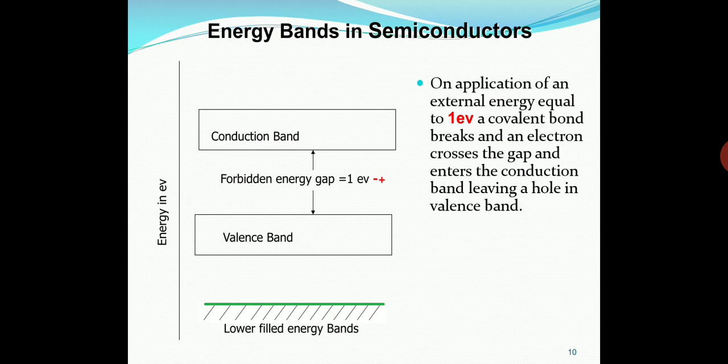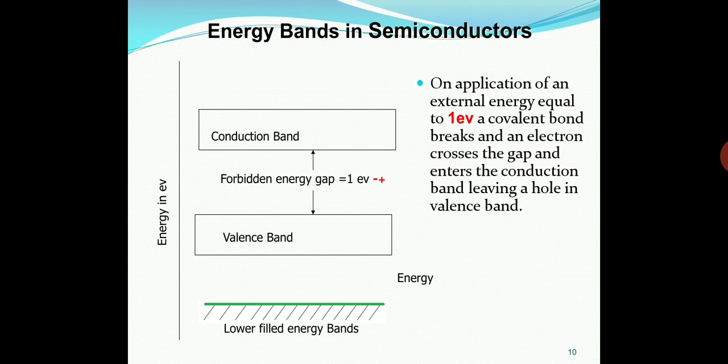Because the energy gap between two energy bands, that is the valence and the conduction band, is very small. It is very marginal, and it can be overcome by electrons by applying a little external energy. Now here we can see that the energy required to be applied externally is only 1 electron volt. So let us see what happens.